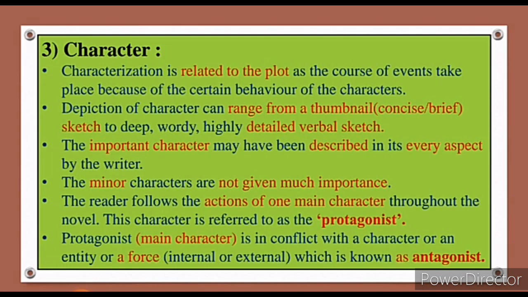The important character may have been described in every aspect by the writer, and the writer goes on describing in the novel. So in a novel, you must remember, there are two types of characters. One is the main character and the second is the minor character. We studied 1.1, remember, An Astrologer's Day. Who is the main character? The astrologer himself. Here in An Astrologer's Day the astrologer's name is not given. But the man who was doing the astrology, he himself becomes the main character.